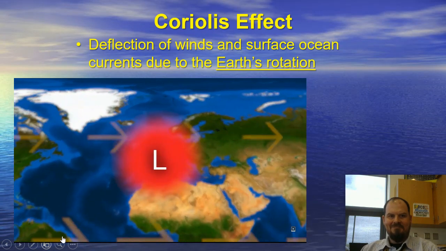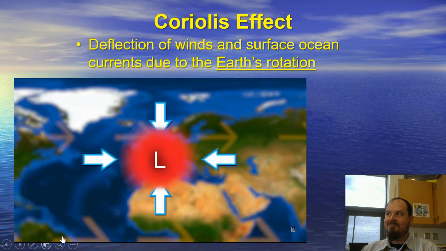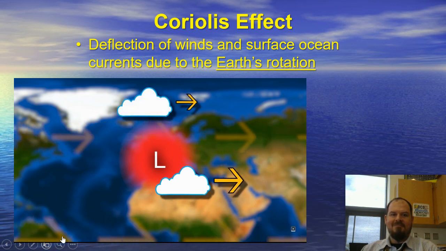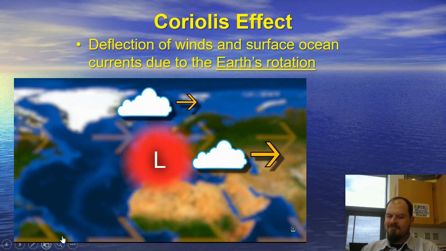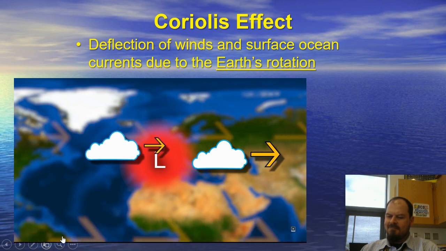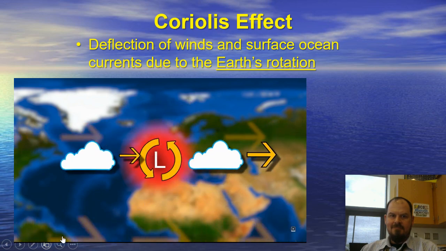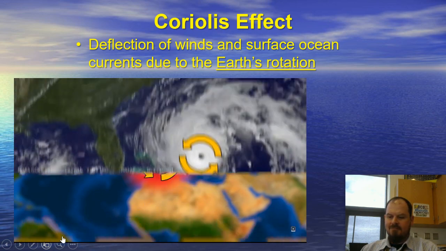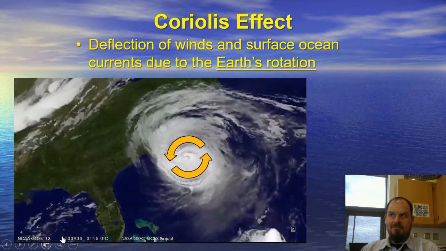Okay, now imagine a low-pressure cell. That means all the air around it will get sucked into the center. But the air coming from the equator will be traveling faster, so it will deflect to the right, while the air coming from the poles will be moving slower, so it will fall behind and deflect to the left. What this results in is a circular air current spinning counterclockwise, and that's exactly what hurricanes are, low-pressure cells spinning because of the Coriolis effect.